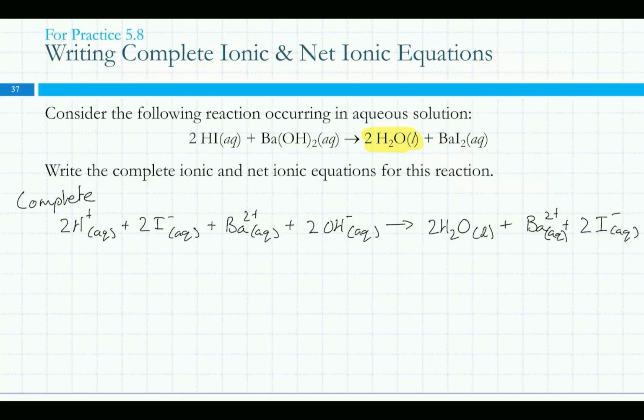So how do we go from the complete ionic to the net ionic? Cancel out the stuff that's the same on both sides. So what's the same? Iodides, bariums. Yeah, that's it. So then we can rewrite this. It's 2H plus aqueous plus 2 OH minus aqueous gives 2H2O liquid. There aren't many things that will just be liquids.